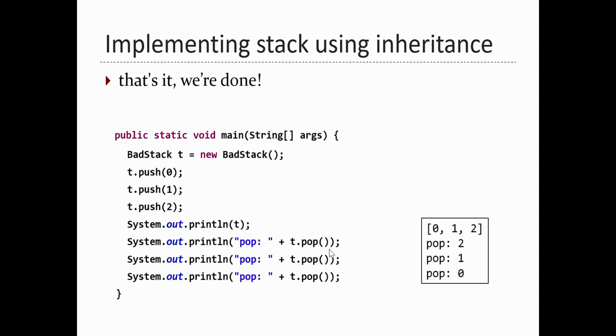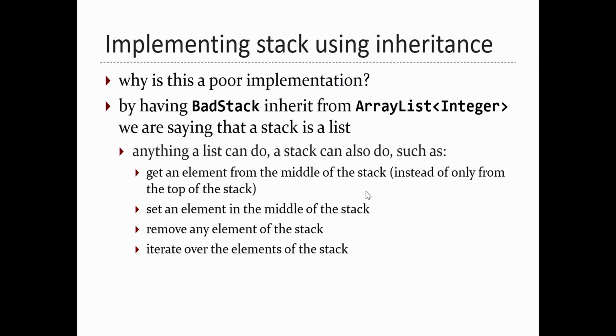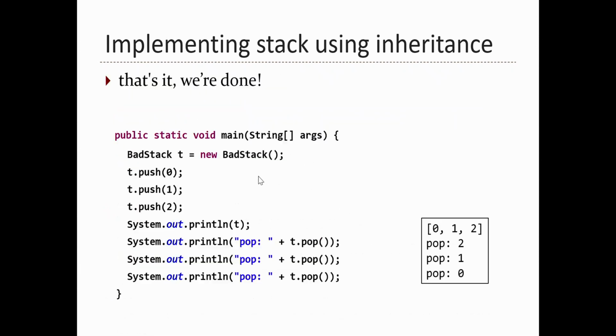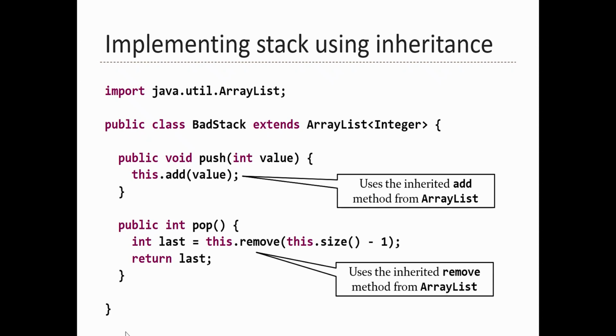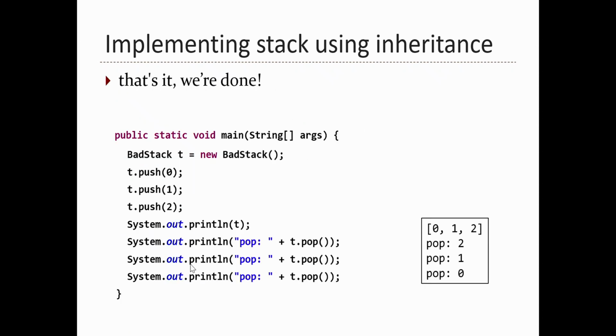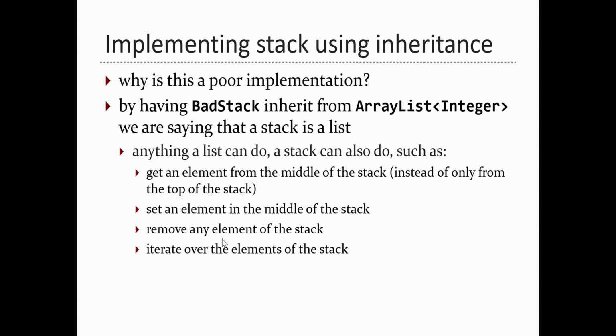I can pop the stack, so I can pop it 3 times. Every time the last element comes out, so 2, 1, 0 comes out. And everything looks great. I've got a stack. You might say, well, look, number one, it's super easy. Literally 1, 2, 3, 4, 5, 6, 7 lines of code if you count the import statement. But why should you not do this? The reason you shouldn't do this is because anything a list can do, you can also do with a stack.